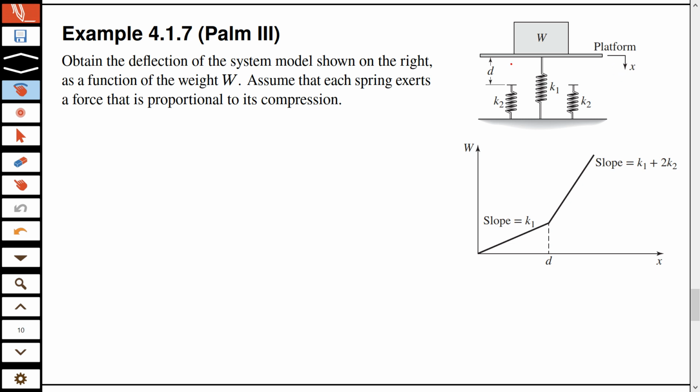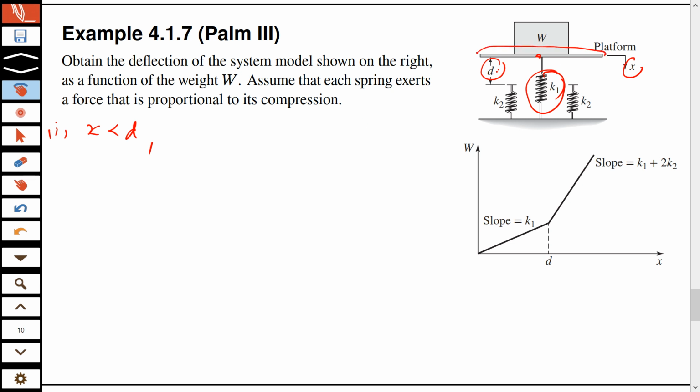Now, because of this gap d, initially the load is only connected to K1. So if this deflection is smaller than d, there are two cases now. I have the first case when the deflection is smaller than d. That means that only spring K1 is going to deflect.